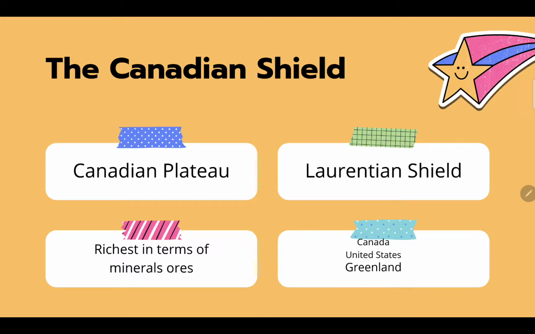Let's understand what the Canadian Shield is. The Canadian Shield can also be called the Canadian Plateau or the Laurentian Shield. It is one of the richest in terms of the different mineral ores that can be found in it. The main areas of the Canadian Shield are Canada, the United States, and Greenland. So it's very easy to understand.